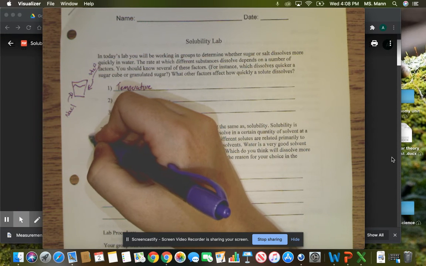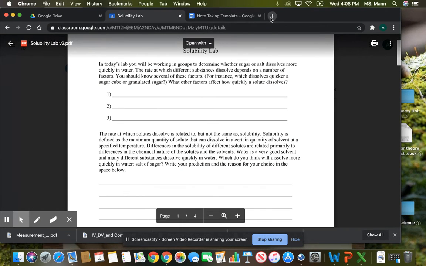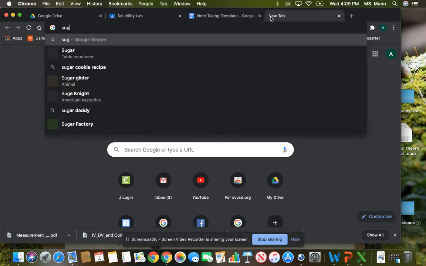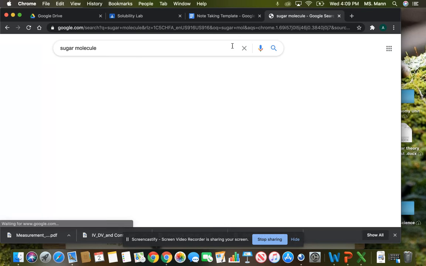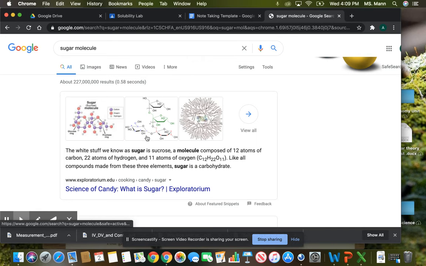Sugar is a lot longer than that, all right? So I'll go ahead and look up a sugar molecule for you. It's C12H22O11, right? That is just the basic glucose molecule.